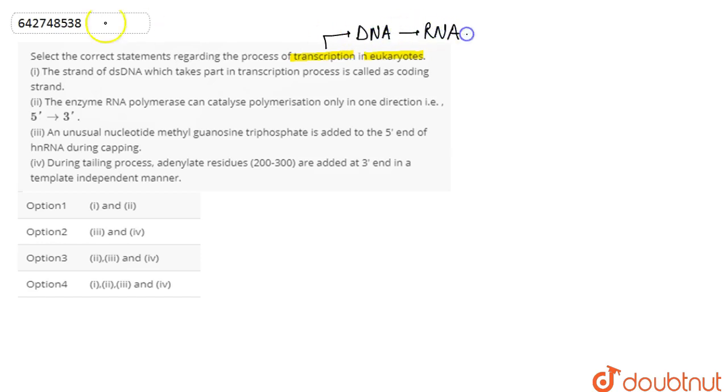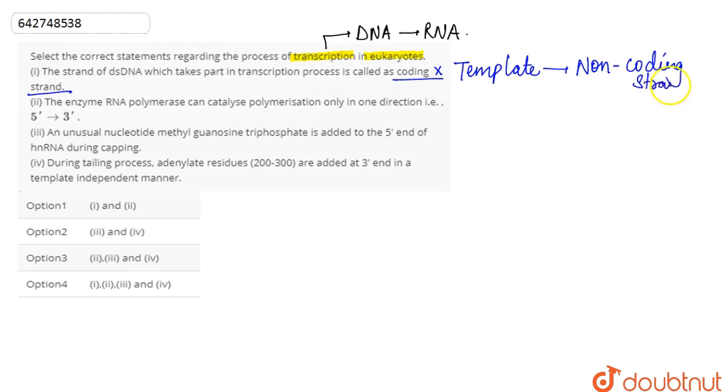The first statement given to us is that the strand of the double-stranded DNA that takes part in the transcription process is known as the coding strand. Well, this is wrong. It is the template strand that takes part in the process of transcription, which is also known as the non-coding strand. So we can say that this statement is wrong.